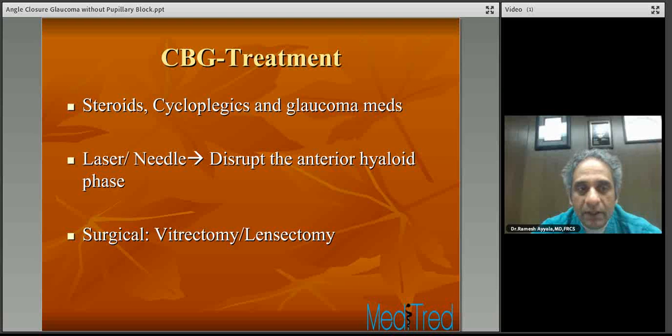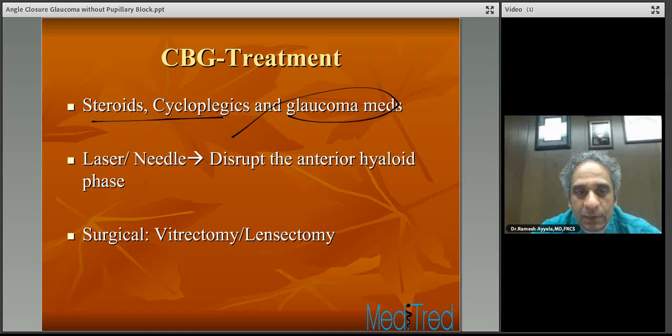Treatment: steroids to cut down the inflammation, cycloplegics to cause cycloplegia and consequently push the lens iris diaphragm posteriorly, which in turn will push the anterior hyaloid face posteriorly, and glaucoma medications to control the intraocular pressure.